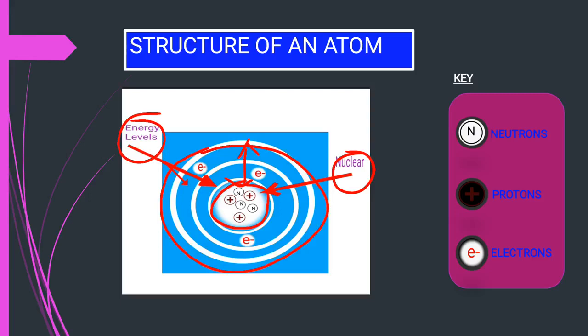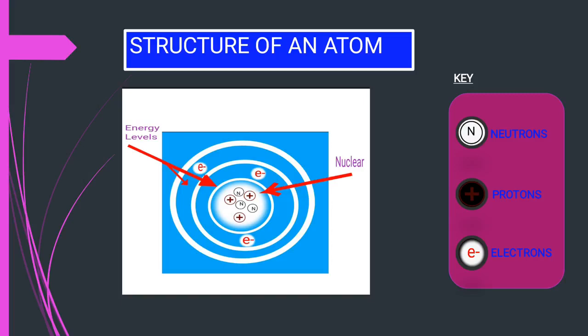We have atoms like hydrogen that have only one energy level. We have others like lithium that have 2 energy levels, and we also have others like magnesium with 3 energy levels, and a maximum of 4 energy levels for the first 20 elements. We have potassium and calcium. So basically that is what we call the energy levels and the nucleus in the structure of an atom.